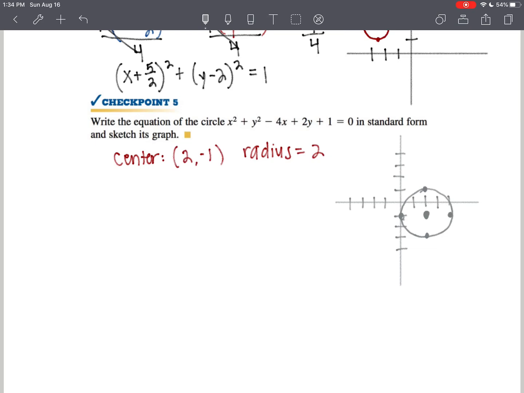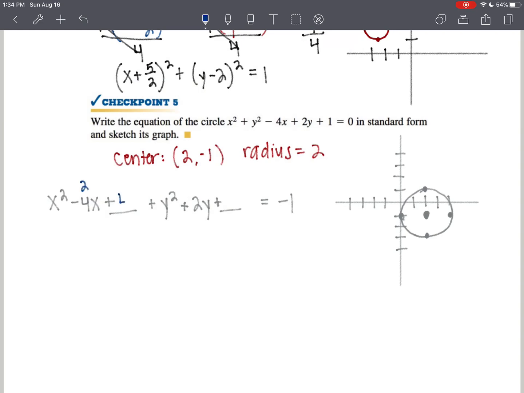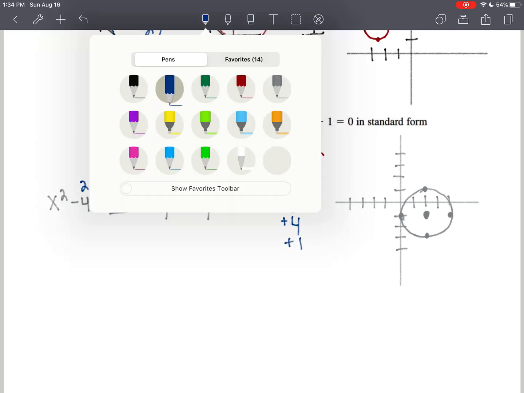If you need me to show the work, I'm going to quickly come over here and show the work, so that you can check to see where you might have made your mistake. No leading coefficient to factor out, so I can go right to completing the square. Complete the square over here. Half of 4 is 2. 2 squared is 4, so we're going to add 4 on the right as well. Half of 2 is 1. 1 squared is 1. We'll add 1 on the right as well.